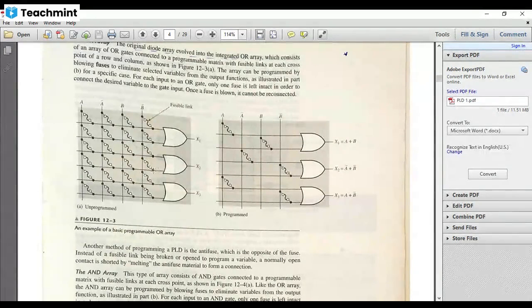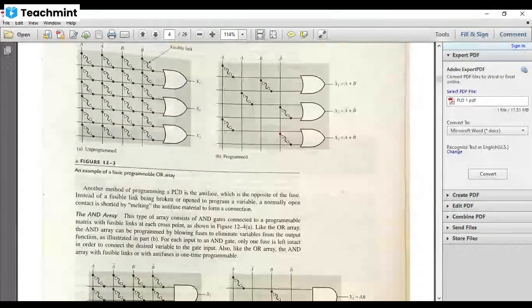Okay. So when we are considering making a link in the antifuse technique, the technology is this: all the rows and columns are open, but these are programmed here to melt the open portion in between the row and the column to make the contact. Okay, so this is the antifuse technology.